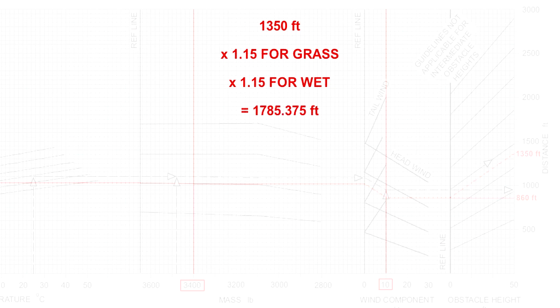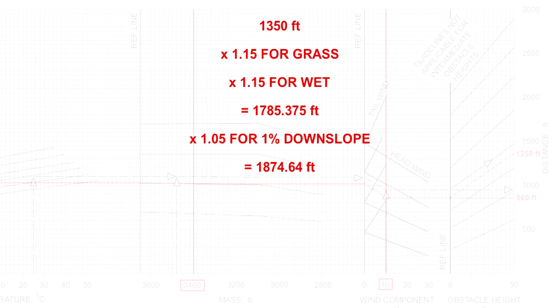Our calculated landing distance is 1,350 feet. But correcting it for grass means we need to multiply this by 1.15 and again by 1.15 because the grass is wet. This now makes the landing distance 1,785.375 feet. Let us now assume the runway has a downslope of 1%. You may recall this would increase the landing distance by 5% or by a factor of 1.05.